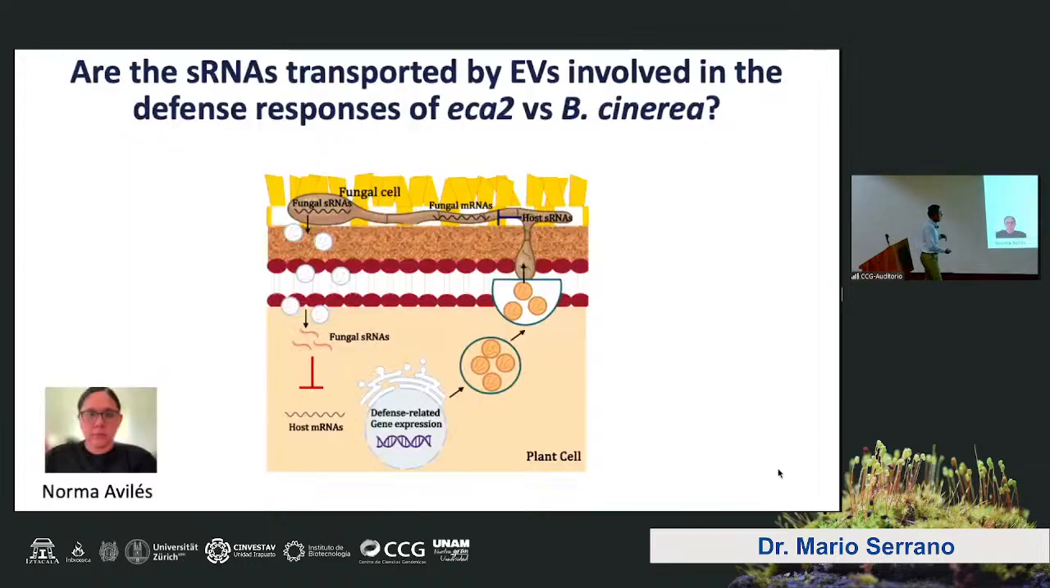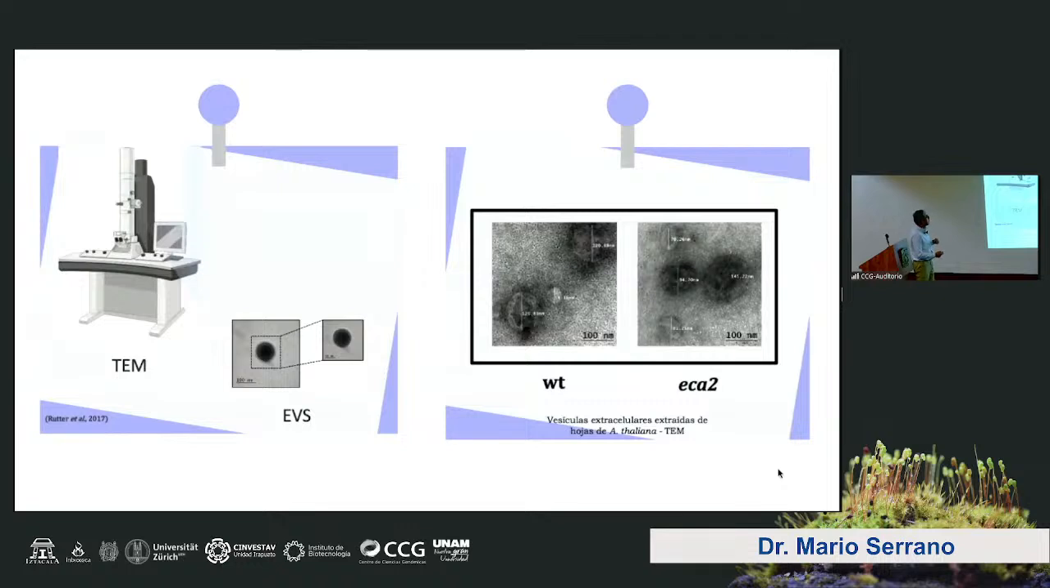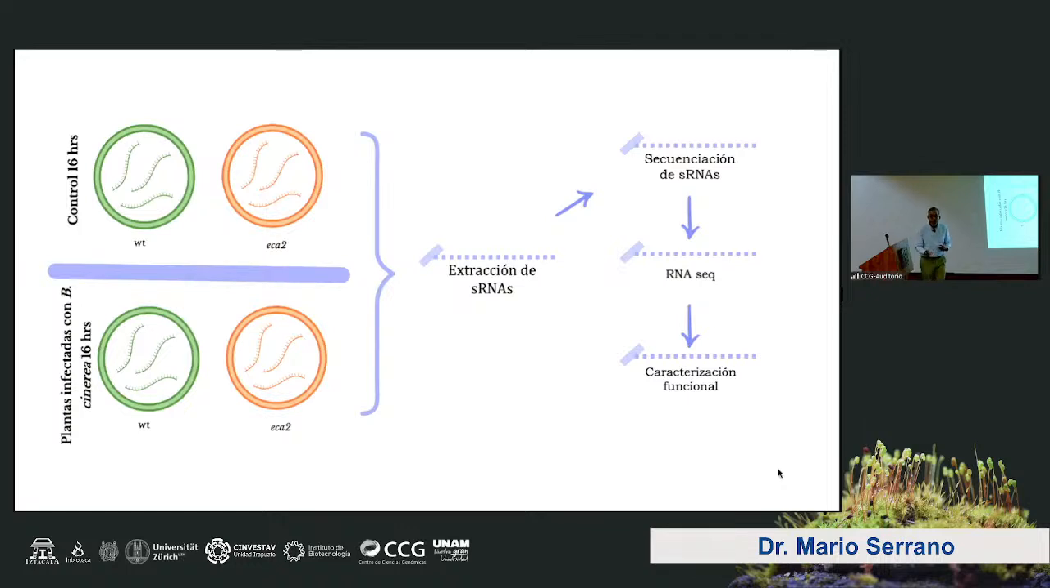And this is the thesis of Norma Vilés, a PhD thesis. She wanted to characterize whether the transport of vesicles is involved in the defense response of the cutin-related mutants. To do that, she isolated some vesicles in collaboration with the group of Mario Arteaga. We also managed to improve the protocol to isolate the vesicles. Now the next step is to sequence these vesicles and to characterize one or two of these candidates during the interaction with Botrytis cinerea.